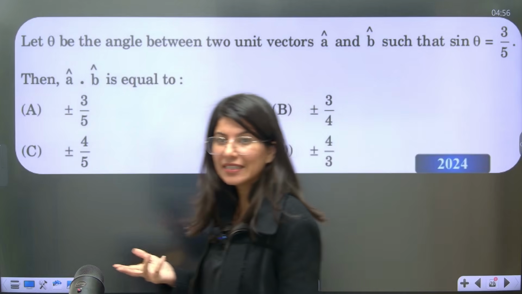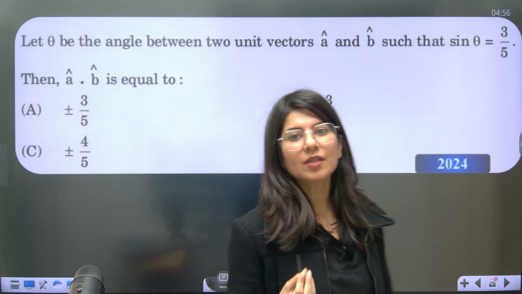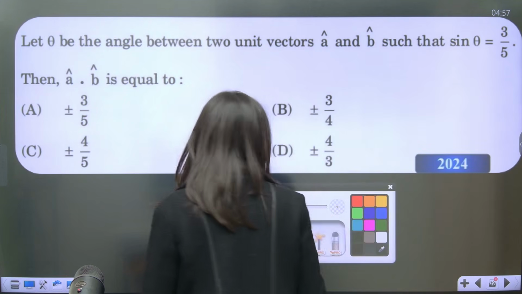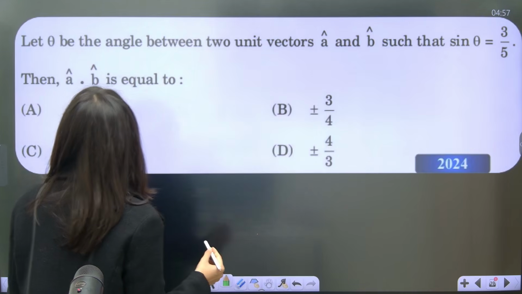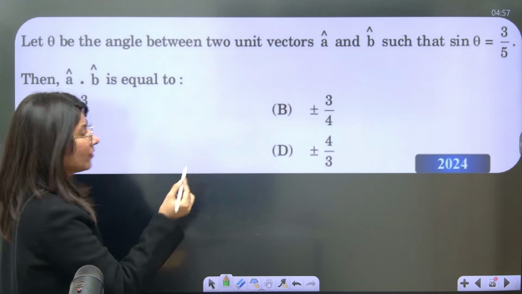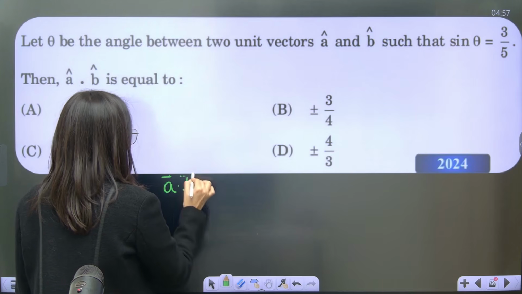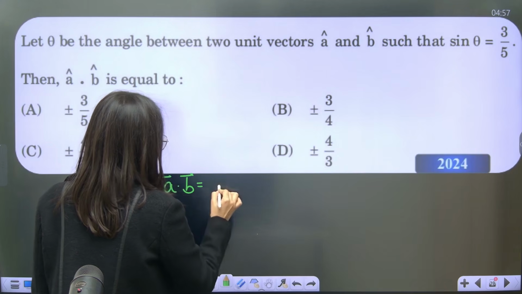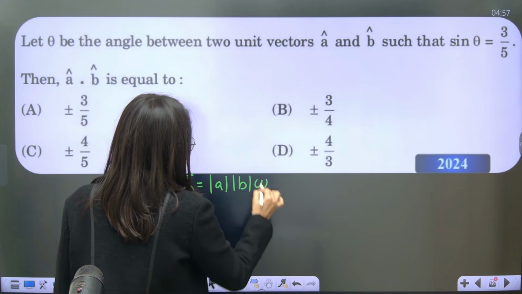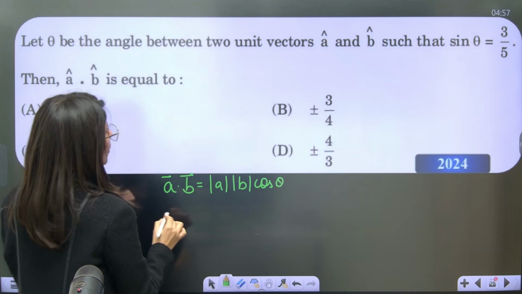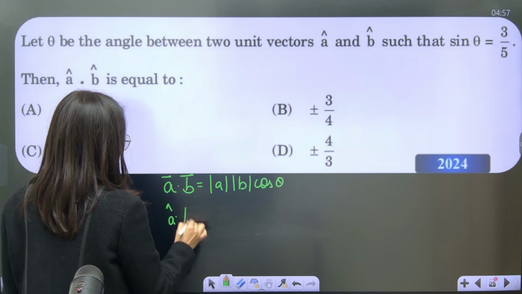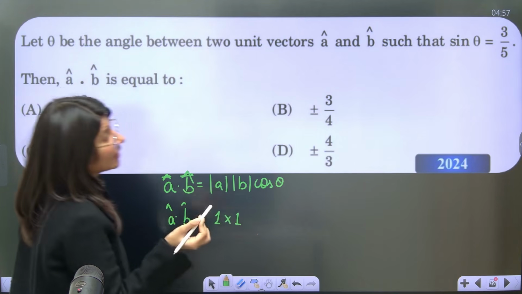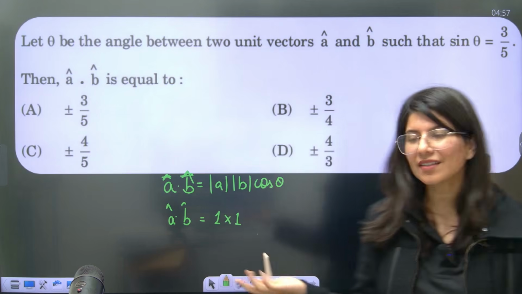2024 question again. Can you see the latest question I am bringing? Let theta be the angle between two unit vectors A and B such that sine theta is 3 by 5. Then A dot B is equal to what? So first of all, A dot B, A cap dot B cap, will be magnitude of A, magnitude of B, cos theta, correct? Magnitude of A is 1, magnitude of B is 1, and cos theta. Now sine theta is given as 3 by 5.